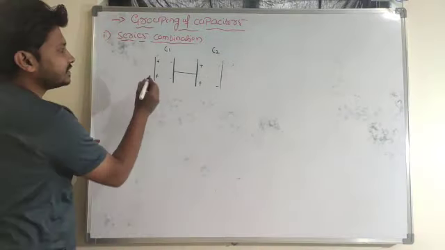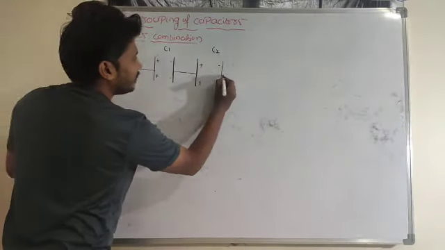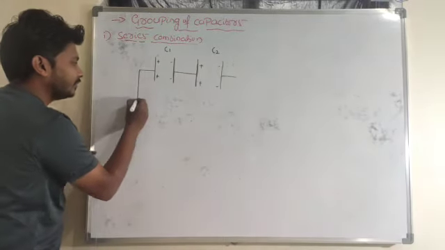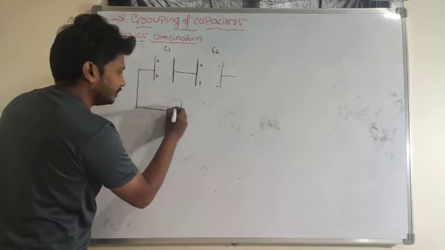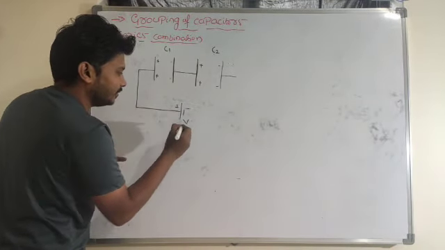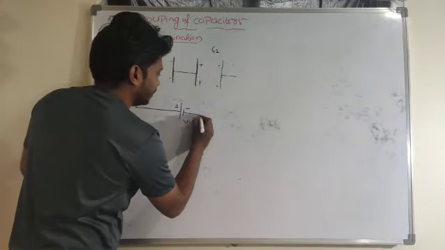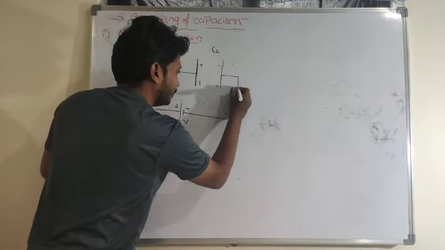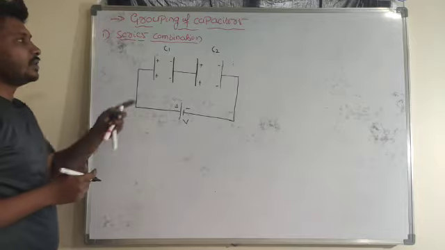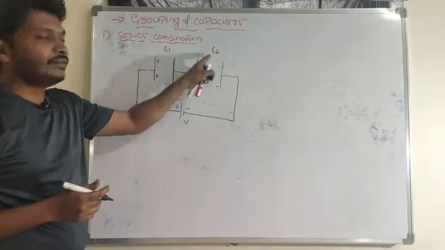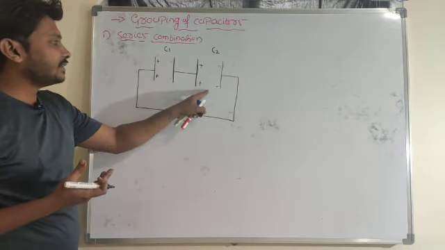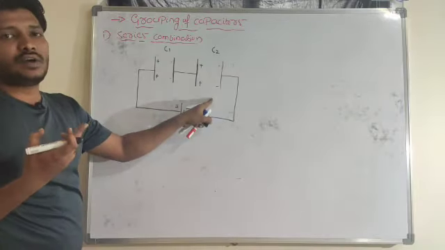In this series connection, at the ends I will give the battery connection, positive and negative, so the potential difference is V. So look here. I consider two capacitors, C1 and C2, and I have arranged these two capacitors in a series combination.